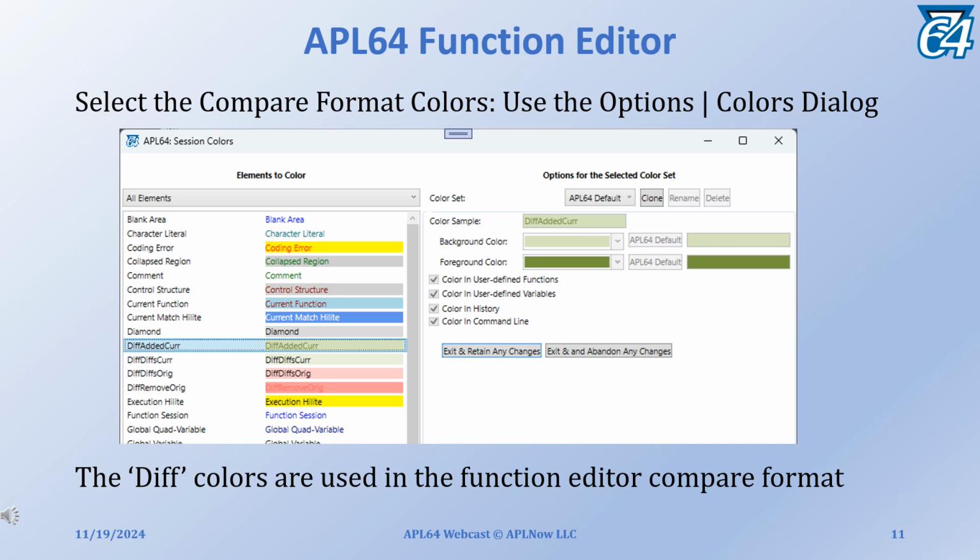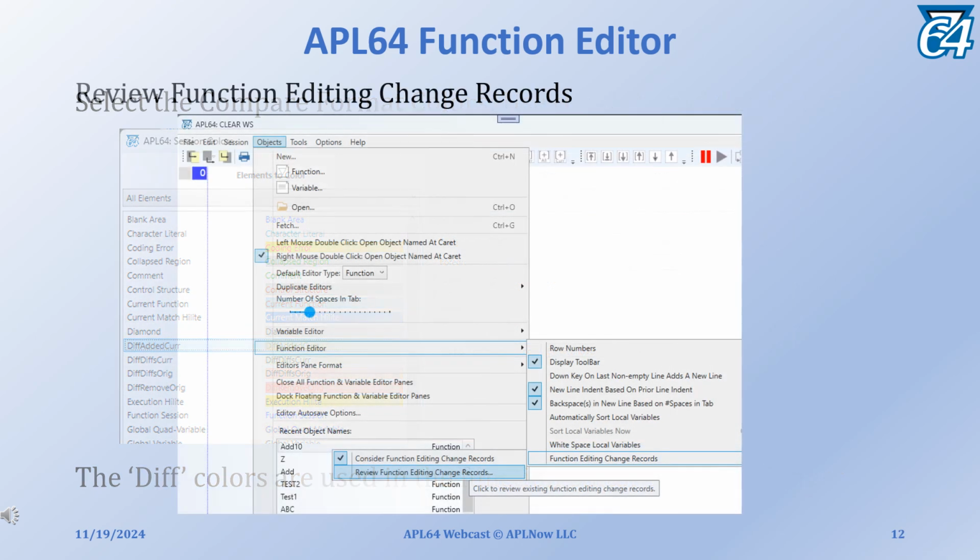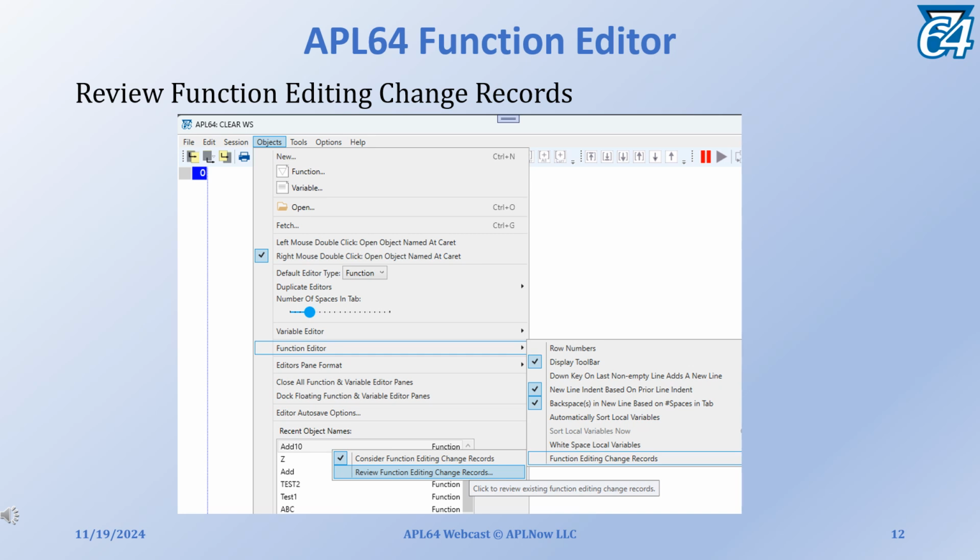To select the colors used by the APL64 function editor compare format, use the Options, Colors dialog. The colors with the diff prefix are those used in the compare format of the function editor. Function editing change records may be directly viewed for a function in the workspace. Click the Objects, Function Editor, Function Editing Change Records, Review Function Editing Change Records menu item to present the review dialog.